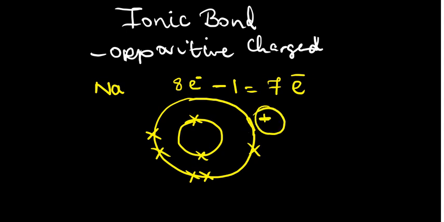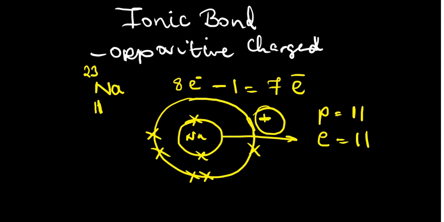Let me elaborate more on what I mean by it gains a net positive charge. If this is sodium, in its nucleus we have, let me give the best example, the atomic number being 11 and the mass number being 23. So the atomic number is 11, which means the number of protons is 11 and the number of electrons is also 11. We know that protons are positively charged, so you have 1, 2, 3, 4, 5, 6, 7, 8, 9, 10, 11. You also have 11 electrons.